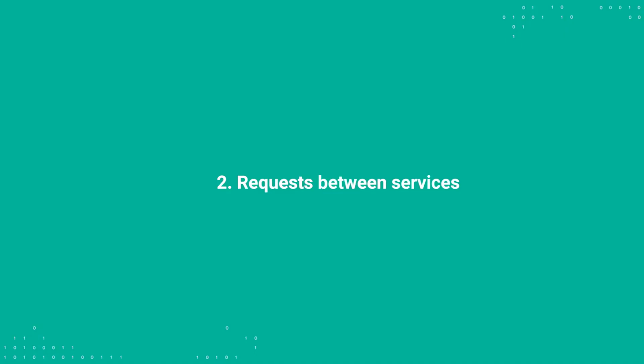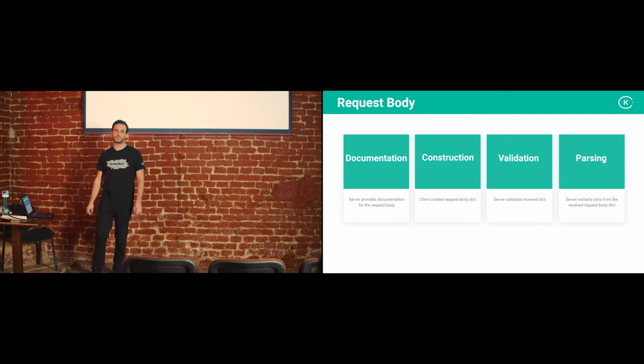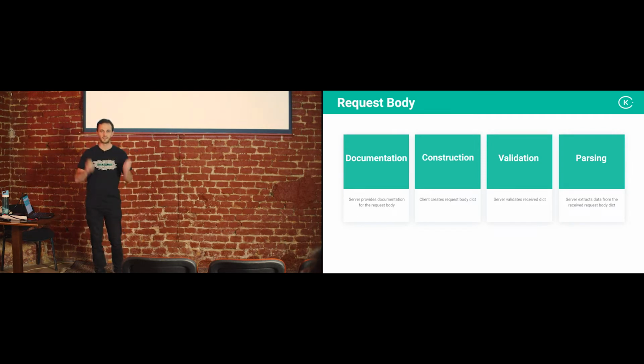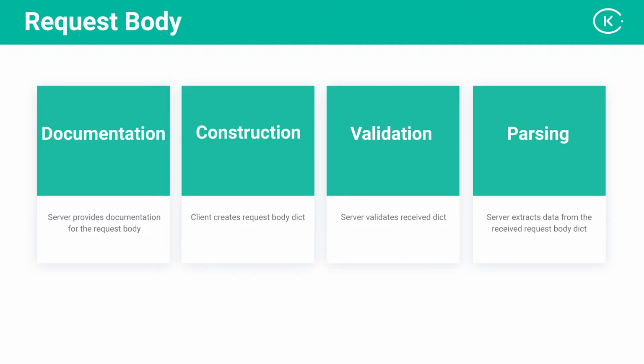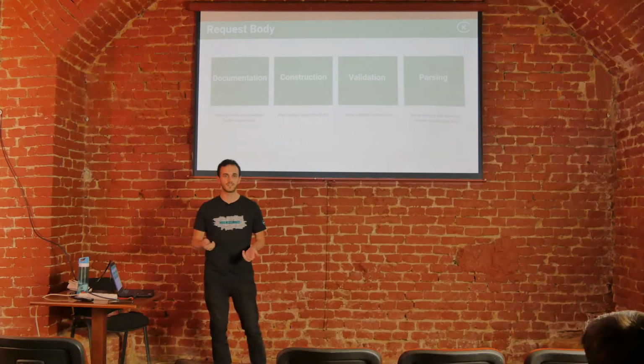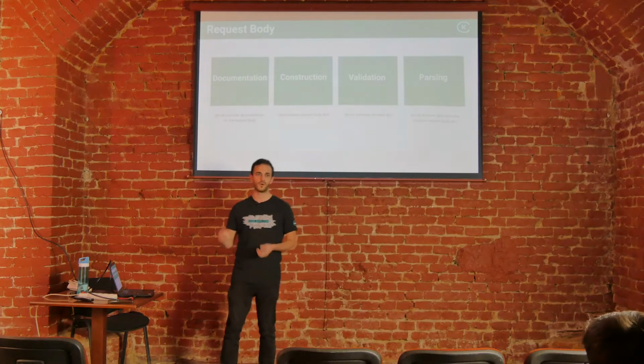Second thing, since I should talk about communication, is requests between services. In this example, I will use a POST request because GET is simple, so let's take the more complex one. In case of a POST request, there should be documentation hosted by the server on how the request body should look like. Then the client will construct the request body according to the documentation and send it to the server, which will validate it and parse it to its own internal structures.